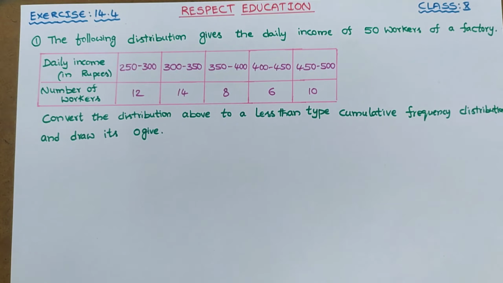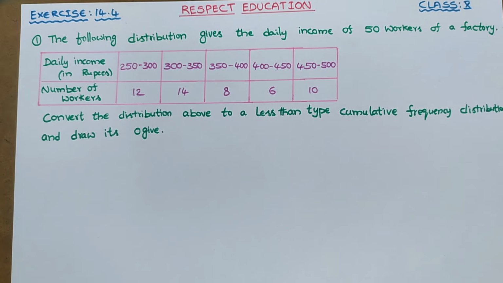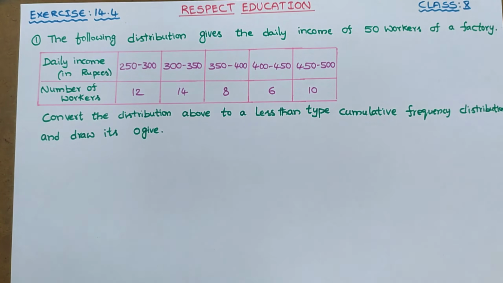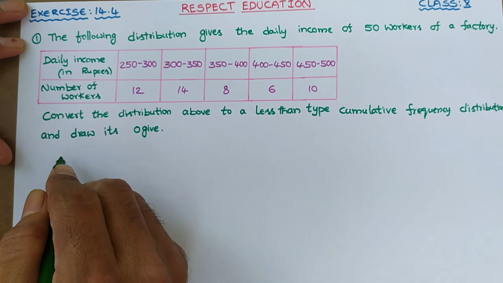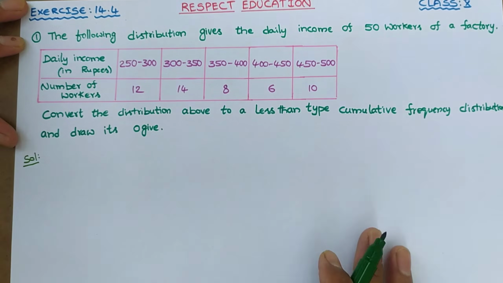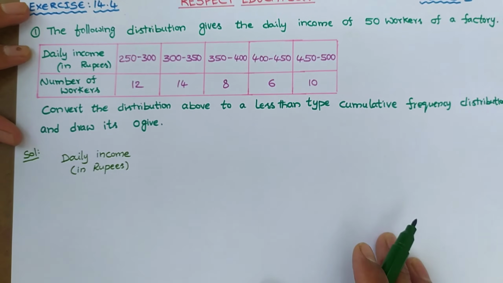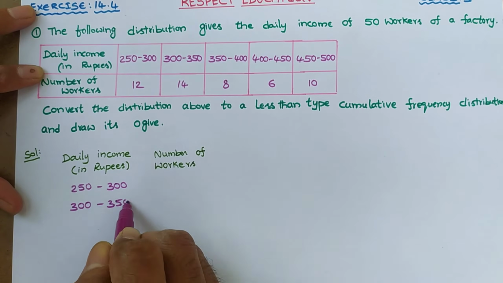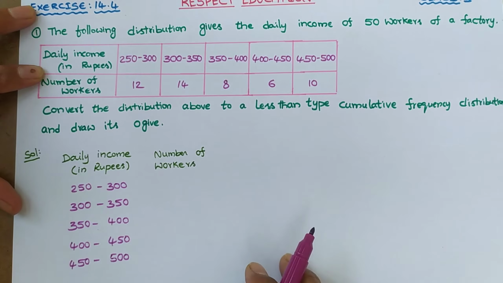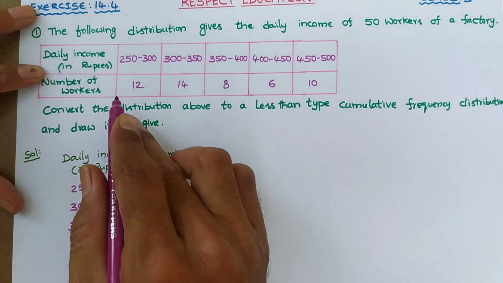So here there are two questions. We need to convert the given data into less than type cumulative frequency, and also we should draw its ogive. Now let us start solving this problem. Let us convert these rows into columns. So the first column will be daily income, and then number of workers.